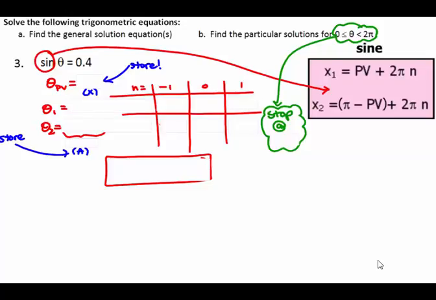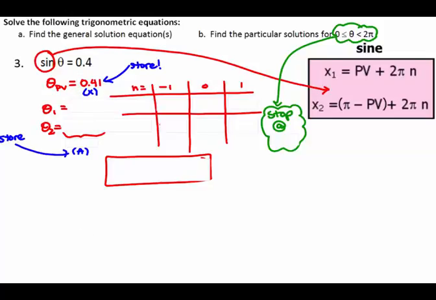Okay, so now that we've had a little bit of practice, we can go through these a little bit more quickly. So we're going to solve example 3 in much the same way that we did example 2. We're going to start off by using our calculator and finding the principal value for the angle whose sine is 0.4.